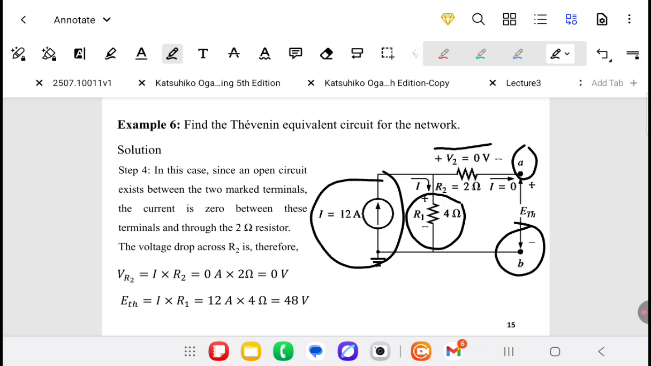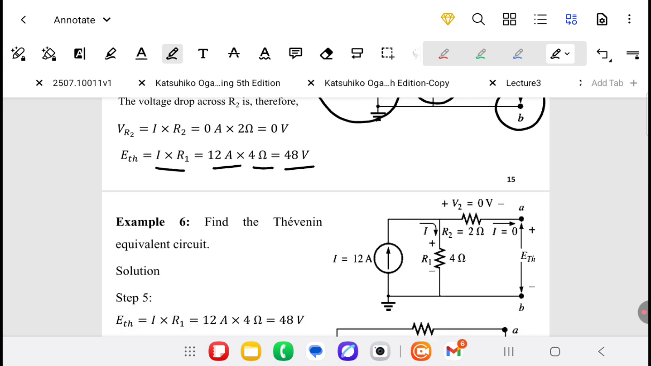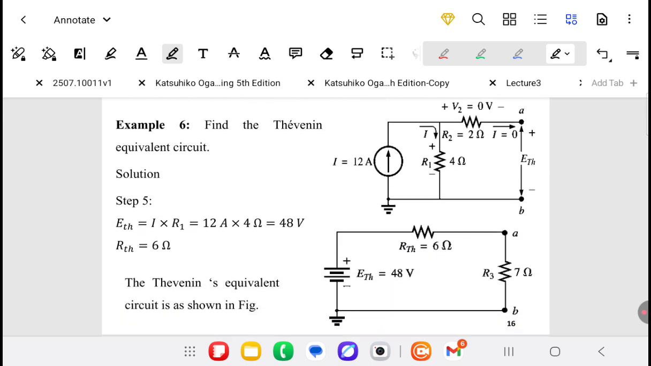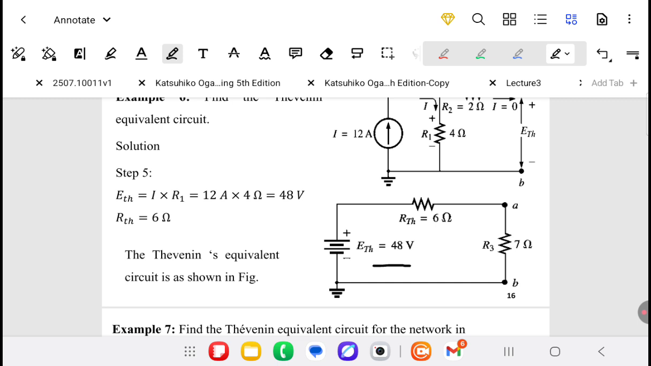Then the Thevenin equivalent voltage is equal to the voltage across 4 ohm resistance. Then E Thevenin equals 12 ampere times 4 ohm equals 48 volt. Now we have E Thevenin equals 48 volt, R Thevenin equals 6 ohm. We now return back R3, which is the load resistance across the terminals A and B, equaling 7 ohm.